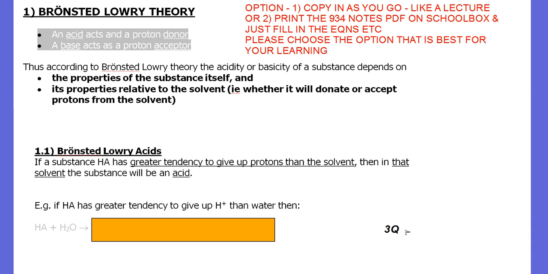There's 3 big ideas on this page. You should be able to write 3 points or 3 notes or 3 questions for yourself off this page to remind you what are the key ideas from this page. So let's start Bronsted-Lowry theory.